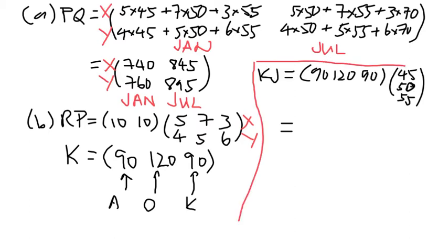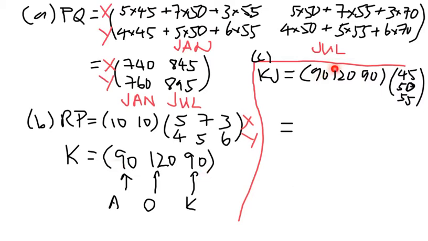For the last part, this is part C. Oops, I didn't write it. This is part C, KJ. We are making use of the K from the previous part. This is K. Again, to refresh, this is the number of apples, number of oranges, and number of kiwis to make 10 cups of X and 10 cups of Y.